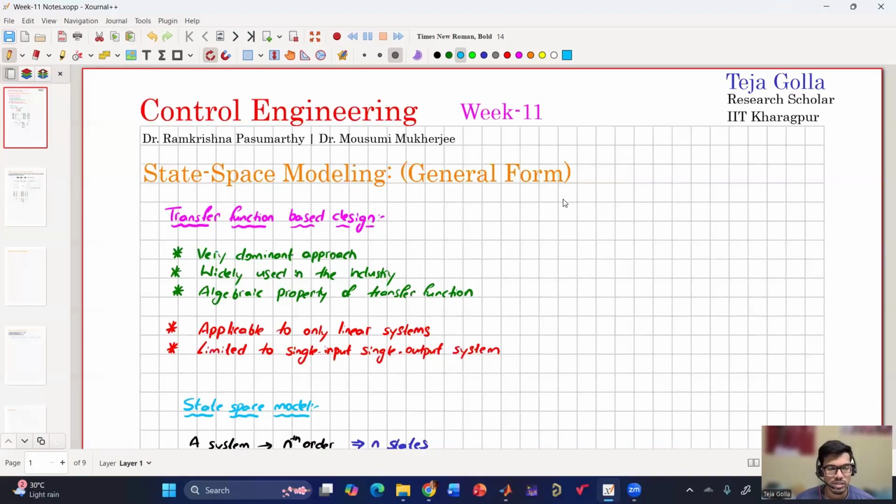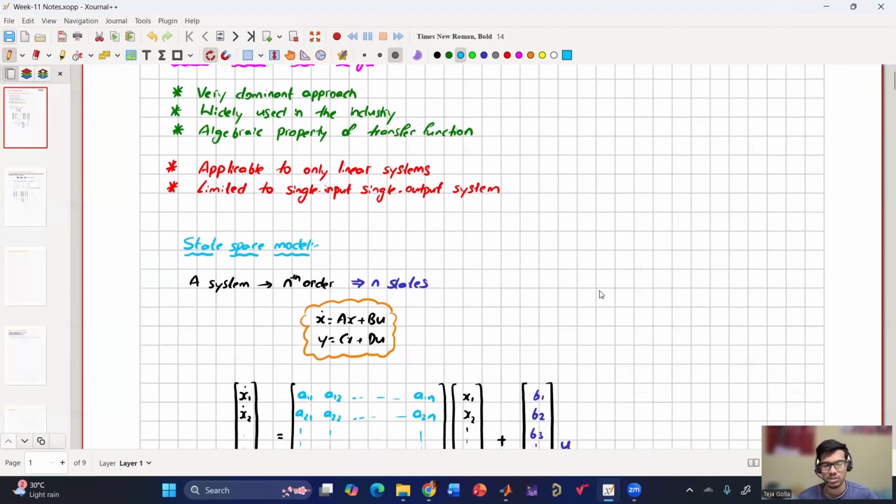However, the limitation of the transfer function is that it is only applicable to linear systems. You cannot apply it to non-linear systems. Also it is limited to single input, single output systems. If you have a multi-input, multi-output system, you will have permutations and combinations of transfer functions, and it will be very complicated as well as difficult to analyze in the transfer function based domain. So in these two lectures, first week 11, we'll be learning about the state space analysis, and then in the upcoming week we'll learn the design using the state space. So in this week we'll be learning about the state space analysis.